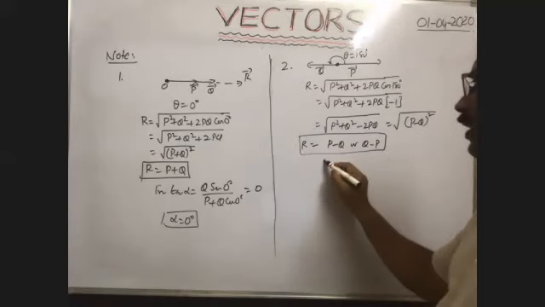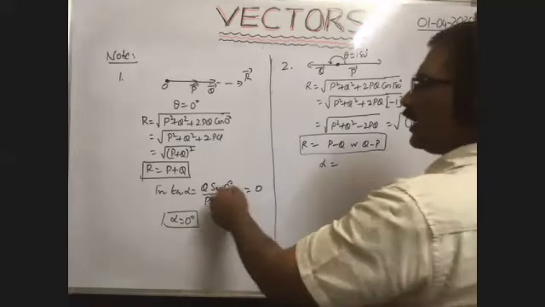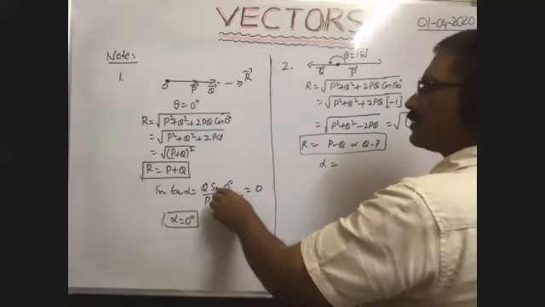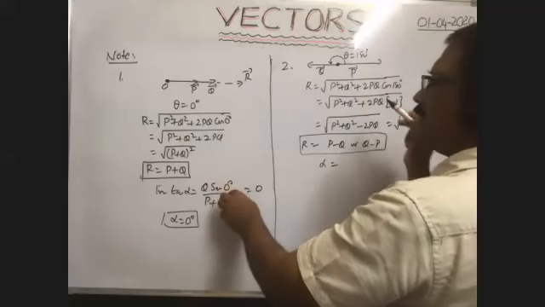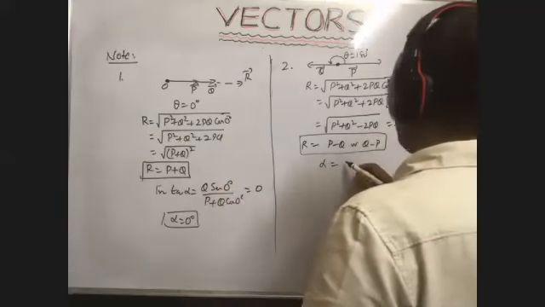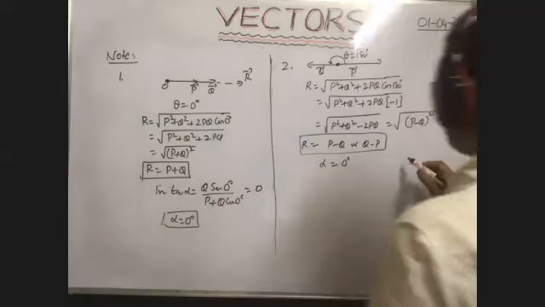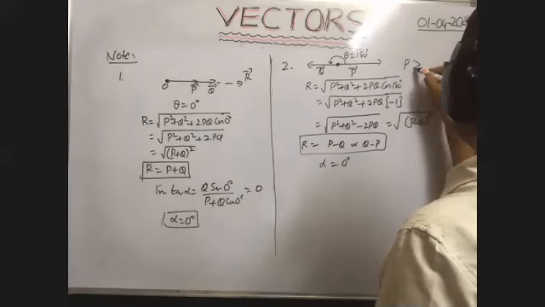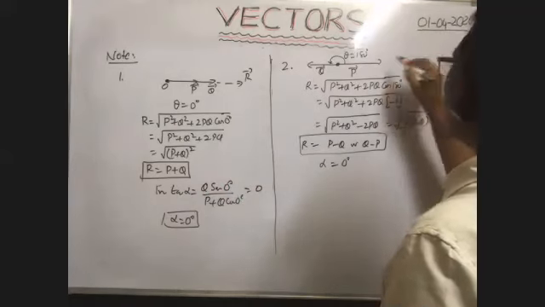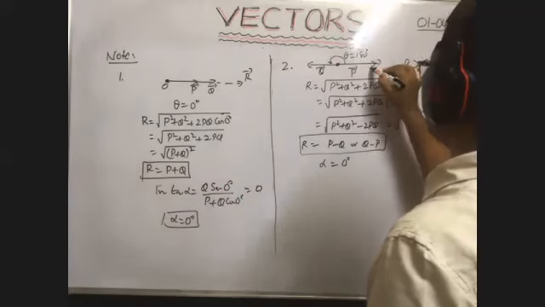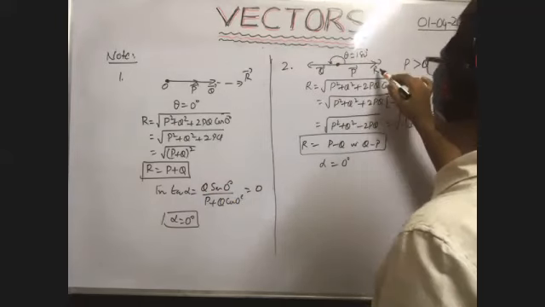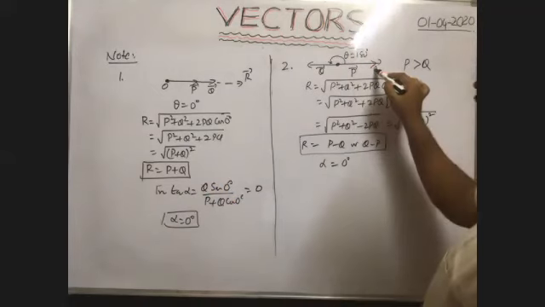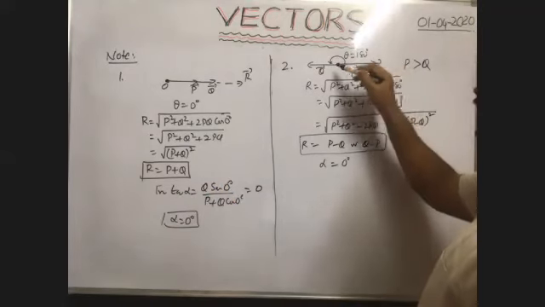In this case, what is the direction of the resultant? Substitute in the same formula, Q sin theta by P plus Q cos theta. Theta here is 180, and sin 180 is 0, so here also you will get 0. Alpha is equal to 0 degree. Suppose the magnitude of P is greater than the magnitude of Q, then the resultant R lies in the direction of P, and the angle made by the resultant vector with P bar is 0, as it lies in the same direction.